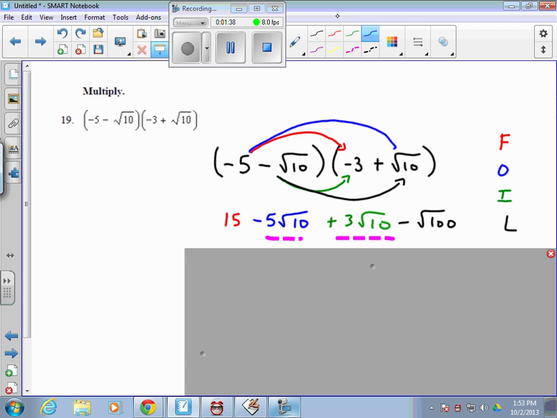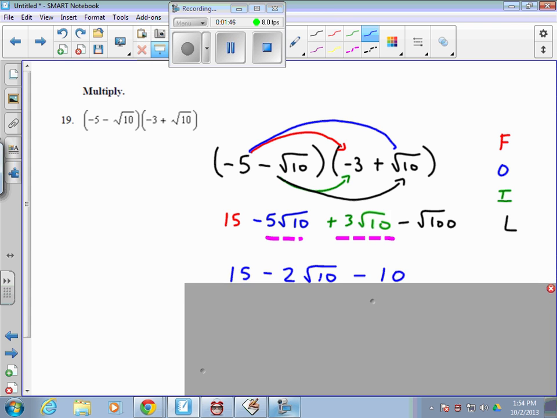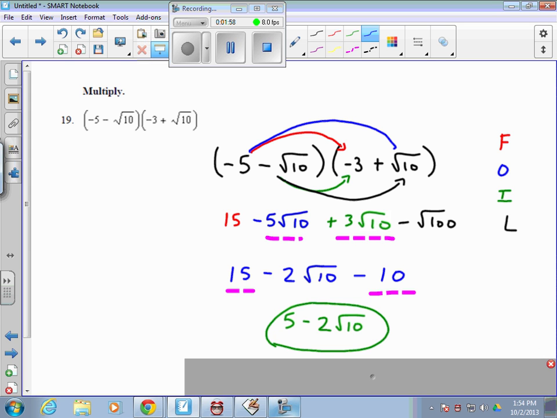Then combine your like terms. Like terms have the exact same radical, in this case 10. So combine negative 5 and positive 3, and you get negative 2 times the square root of 10. You can also take minus the square root of 100, which means minus 10. Those become like terms at this point. 15 minus 10 leaves you with 5 minus 2 times the square root of 10.